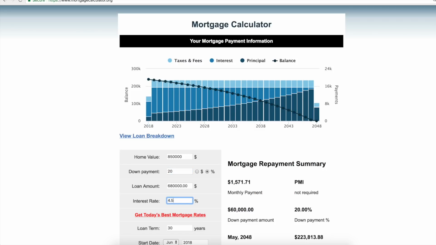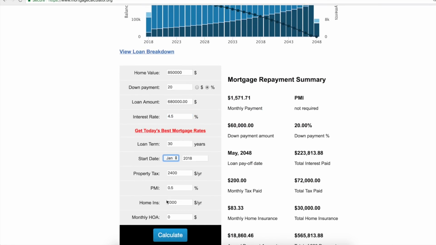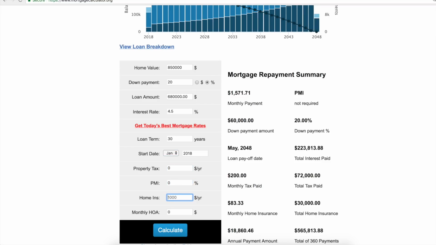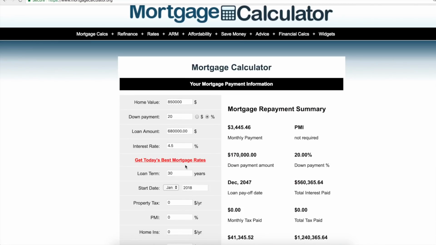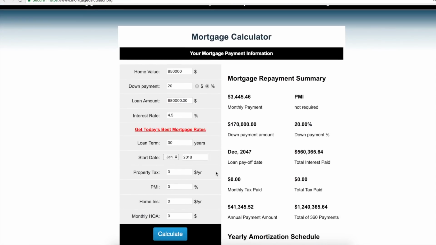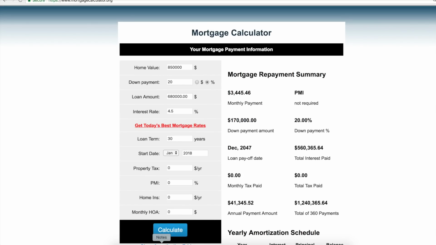Right now, rates are about 4.5%. 30 years, I always start the date at January so we can get a full idea of what it's like per year. I'm going to leave this stuff blank for right now. Go to amortization table. I will show annual amortization. And we can click calculate. So right now, we can tell that this house is going to cost us $3,445 per month in a monthly mortgage payment. So what I'd like to do is we go to notes and we type in $3,445 per month in mortgage.